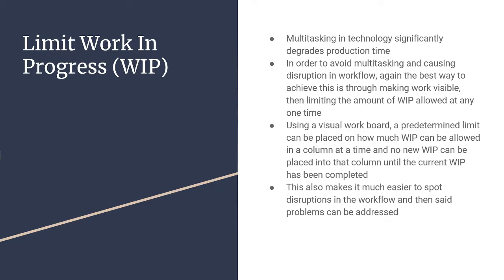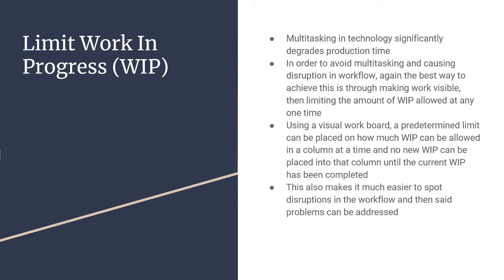Actually, another thing we have to do is limit work in progress. Multitasking in technology significantly degrades production time. In order to avoid multitasking and causing disruption in workflow, again, the best way to achieve this is through making work visible, then limiting the amount of work in process, or as we call it in my job, work in progress, allowed at any one time.